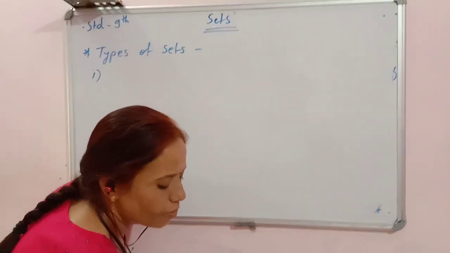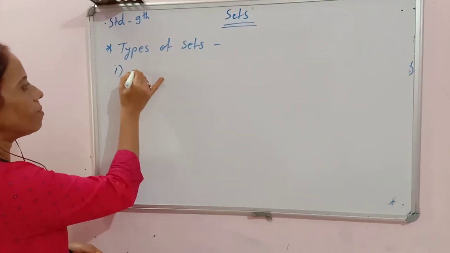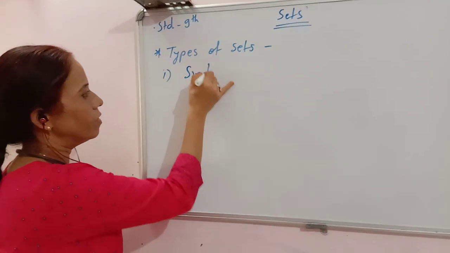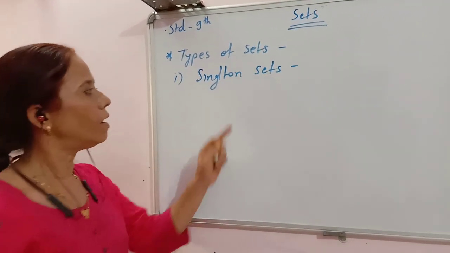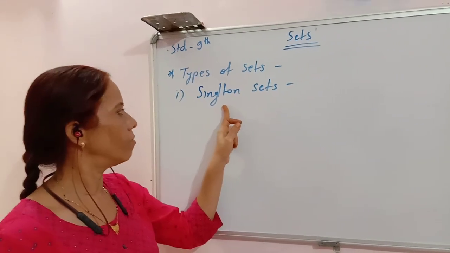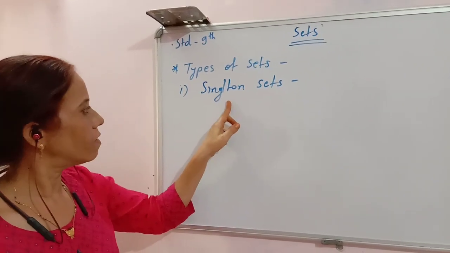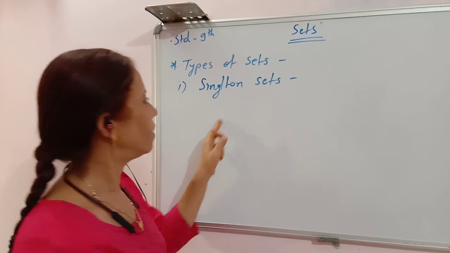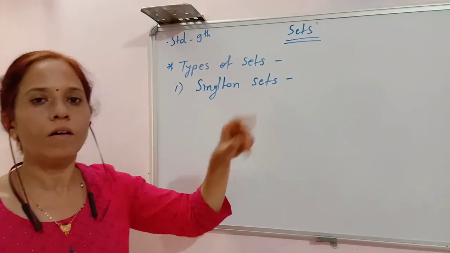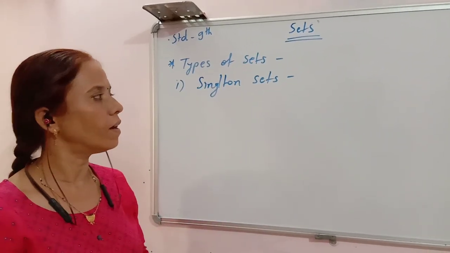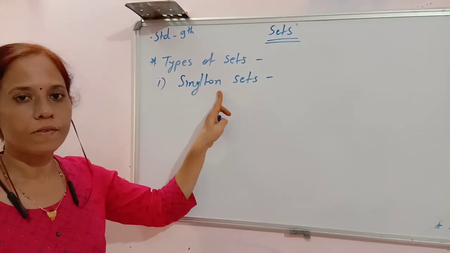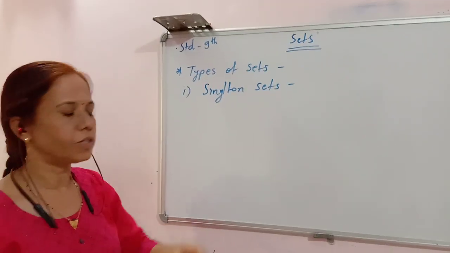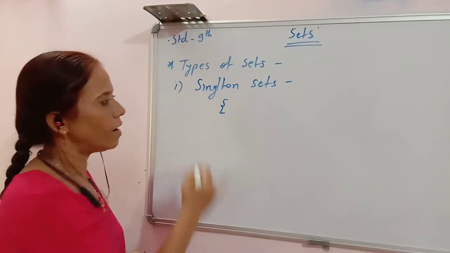There are different types of sets. The first type is a singleton set. The name itself gives you the meaning. The set which contains a single element. If a single element is present in the given set, then that set is known as a singleton set. I will not write the definition; you can write it later.